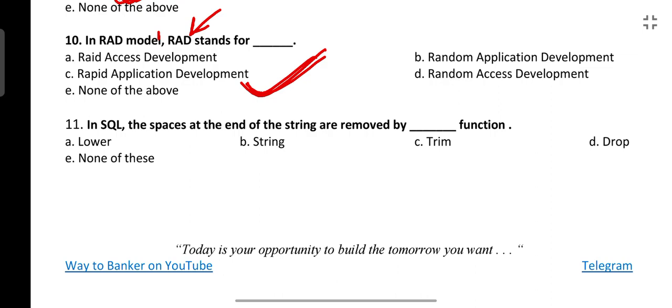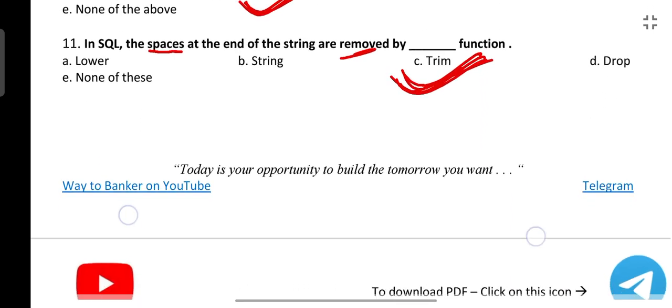Next is, in SQL, the spaces at the end of strings are removed by the trim function. That same trim function you can use for the same work in Microsoft Excel also, to remove the additional spaces. So the correct answer is option C, trim.